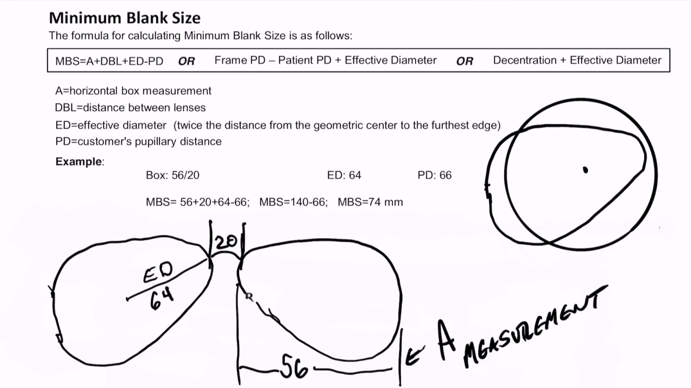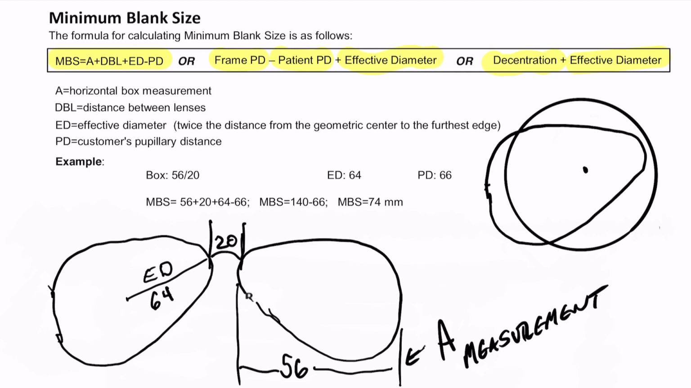Next, we're going to learn about the calculation of minimum blank size. Minimum blank size is expressed as 3 different formulas. A plus the DBL plus the ED minus the PD, the frame PD minus the patient PD plus the effective diameter, or the total decentration plus the effective diameter. All 3 of these are really the same thing. But let's look at the first example here.